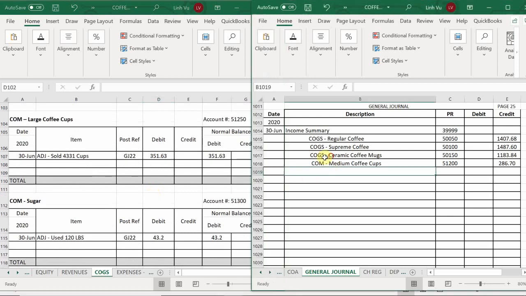Okay, so our next account's going to be the cost of materials for the large coffee cups. Account number 51250. How much do I need to credit my account for? 351.63.